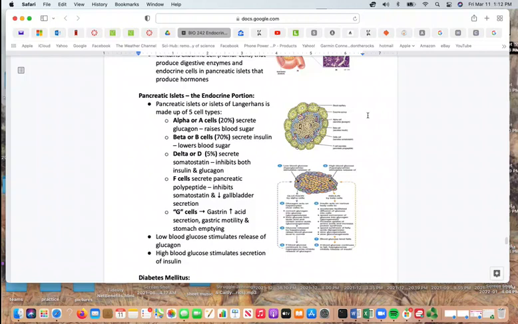The delta cells, or 5%, they secrete somatostatin that inhibits both the insulin and glucagon. And then the F cells secrete pancreatic polypeptide that will inhibit the somatostatin and decrease gallbladder secretions. G cells are going to cause an increase in the acid secretion and gastrin to increase gastric motility and stomach emptying.